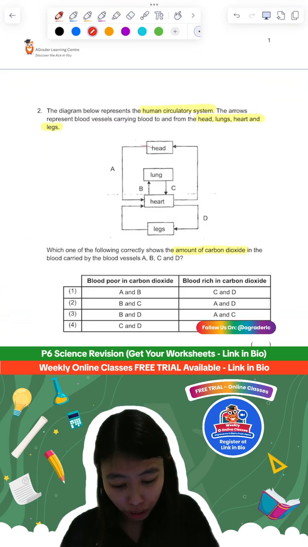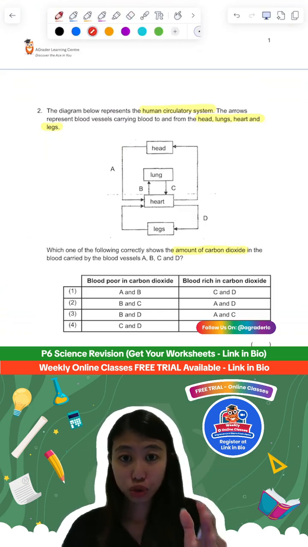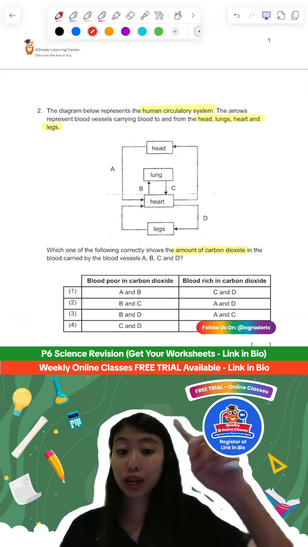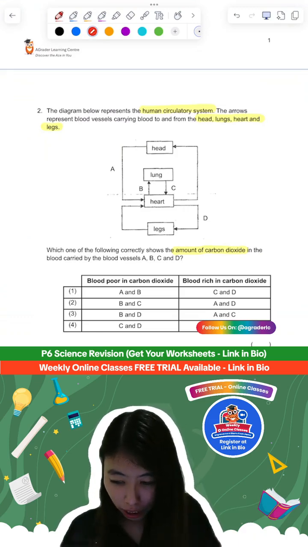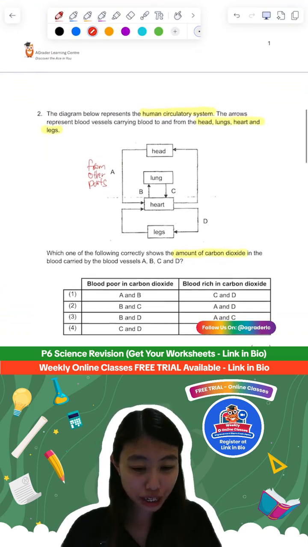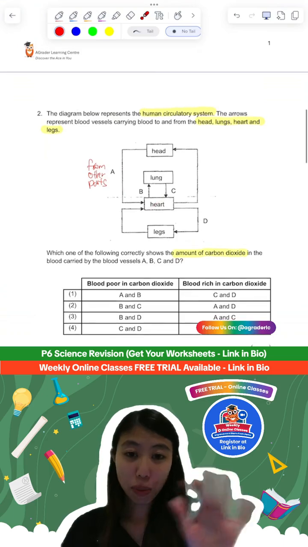Let's look at A. Blood vessel A is sending blood from the head to the heart. Don't label your vessels using heart, because there will be a lot of vessels with the same name. I will always say that this blood vessel is from other parts of the body. Hold on, I need to write, and show you the top part first, otherwise the top border is going to block the questions.